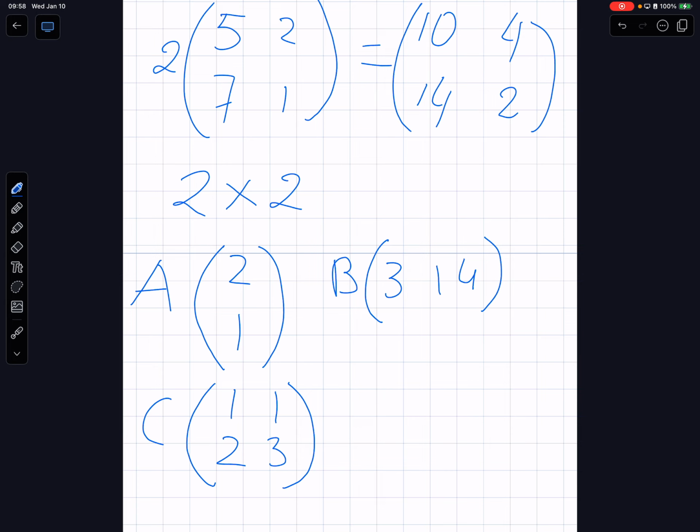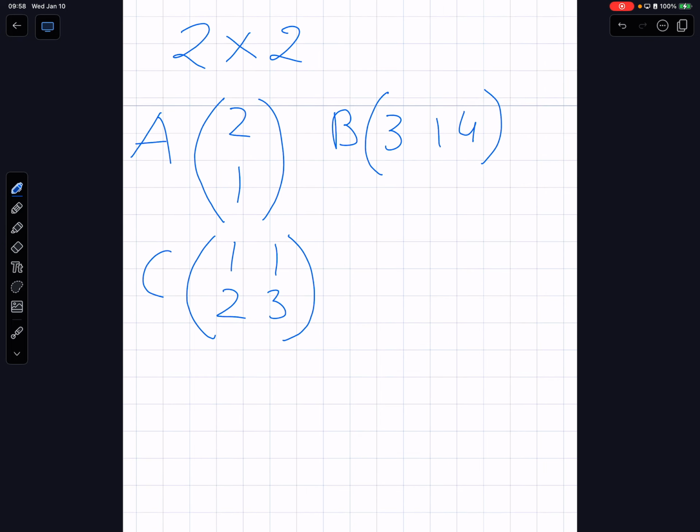You have A, which is 2 by 1, rows times columns. 2 by 1. B, 1 by 3, 1 row, 3 columns. And then C, you have 2 by 2.